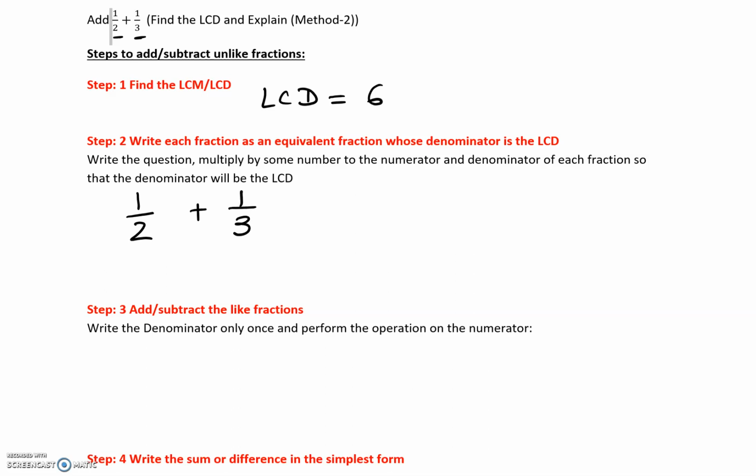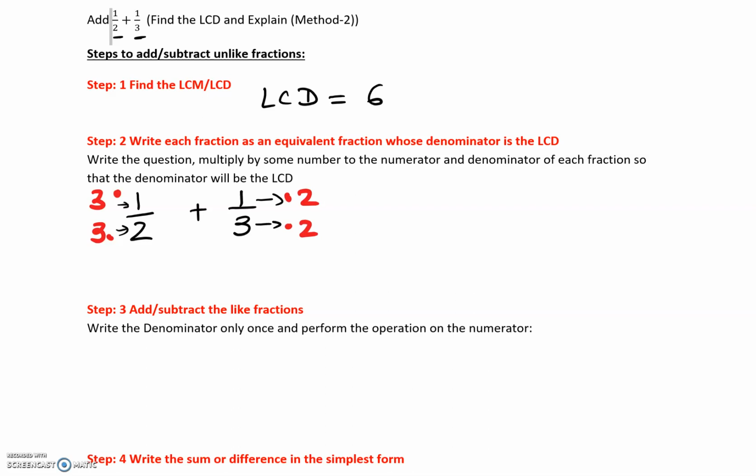and then I multiply the numerator and the denominator of each fraction by some number. So my denominator will be the LCD, which is 6. In our case, we have to multiply here by 3 to the top and the bottom. And here we have to multiply by 2 to the top and the bottom.